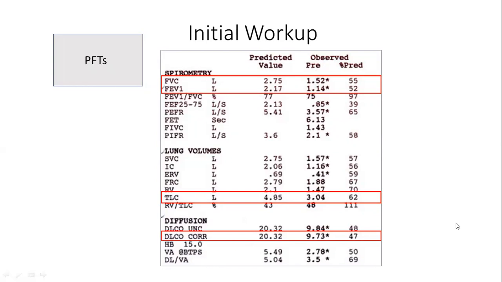What about for restriction? And what other parameters would we be looking at on PFT? Okay, decreased total lung capacity, very good. So they are outlined in red. The total lung capacity is measured by lung volumes. The vital capacity and the expiratory volume are also lung volumes. They're just done with a different technique.